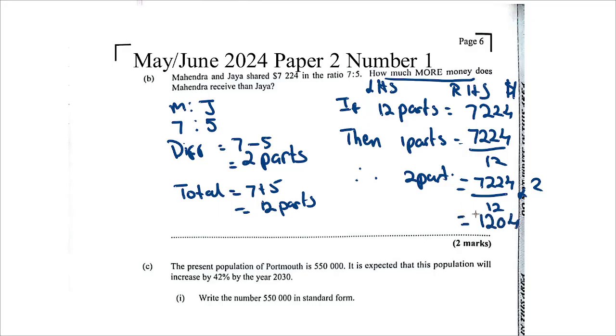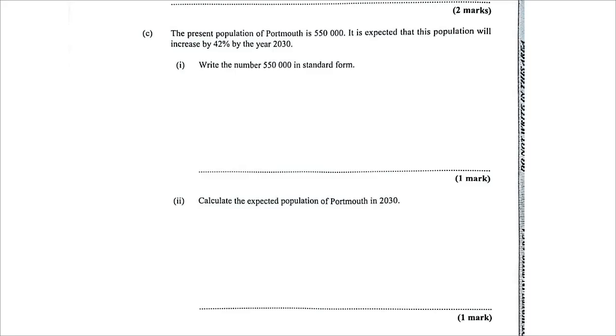1,204, and that would be your answer for this question. Sorry. The present population of Plymouth is 550,000. It's expected that the population will increase by 42% by the year 2030. Write the number 550,000 in standard form.